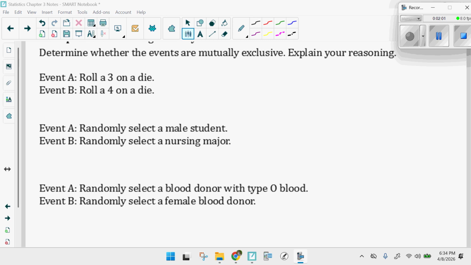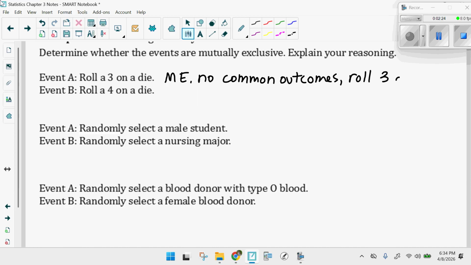With rolling a dice, can we get a 3 and a 4 on one roll? And so with rolling a dice, that's going to be impossible. So this is going to be mutually exclusive. And that's because we have no common outcomes. Or another way you can think of it is rolling a 3 and a 4 on one roll is not possible.